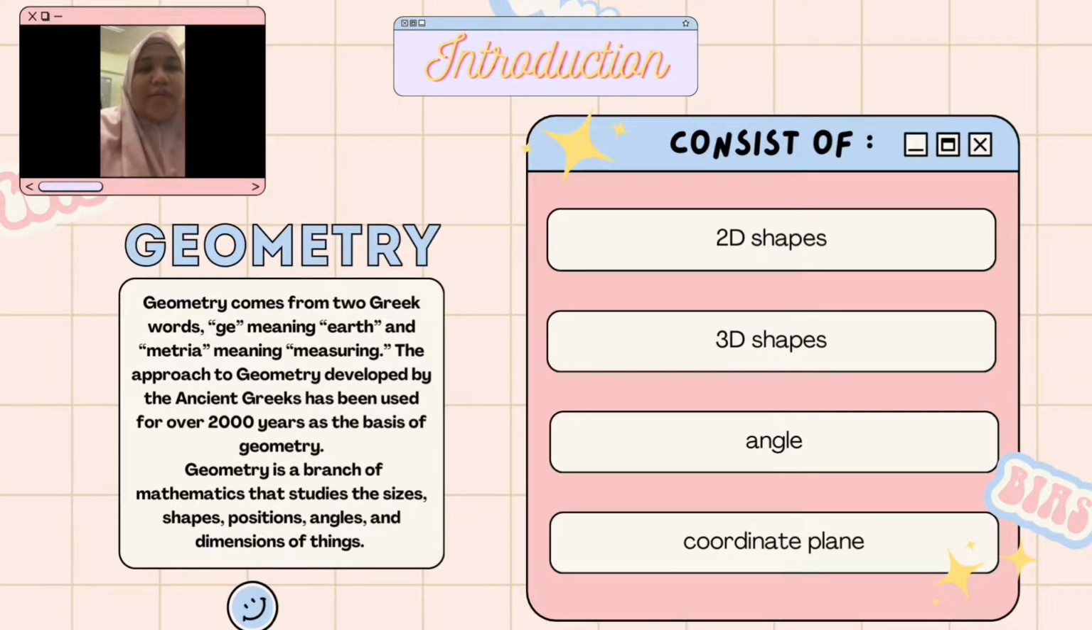Geometry comes from two Greek words: geo, meaning earth, and metria, meaning measuring. The approach of geometry developed by the ancient Greeks has been used for over 2000 years as the basis of geometry. Geometry is a branch of mathematics that studies the size, shapes, positions, angles and dimensions of things. It consists of 2D shapes, 3D shapes, angles, and the coordinate plane.